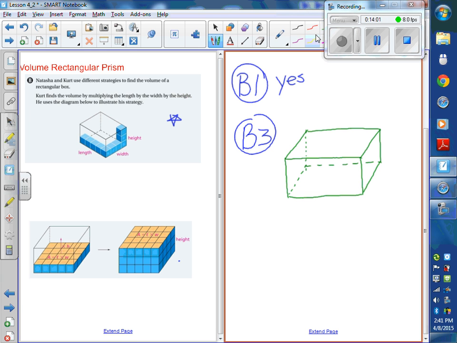Now, if they say this is 10, and this is 12, and this is 7, even though my picture's not perfectly proportioned, it's a good visual that I can think of to help me solve the problem, especially if I also had to do surface area. If I give you just a description and not a picture, you should be able to draw the picture.